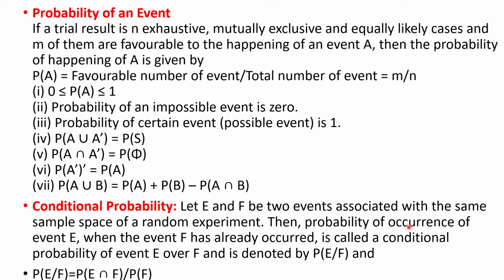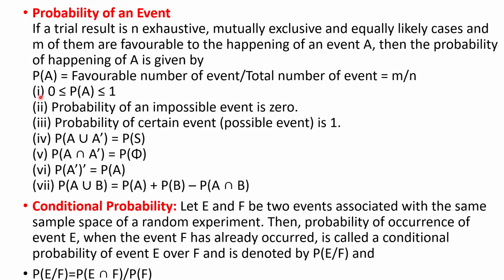Then the probability of occurrence of event E when the event F has already occurred is called the conditional probability of E over F, or E given F, and is denoted by E over F or E given F. Its formula is: probability of E given F is the probability of E intersection F divided by the probability of F, because the event F has already occurred, so that will make your total number of outcomes, and E intersection F means the intersection of events E and F. That probability, when divided by P(F), will give you the probability of E when F has already occurred, meaning conditional probability.